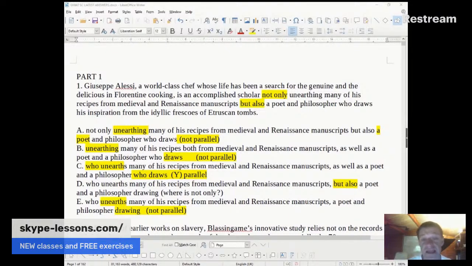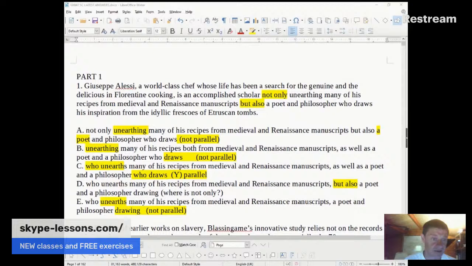So let's check and see if they are the same in A. In A, we've got not only unearthing, blah, blah, blah, but also a poet. And when I put it like that, you might even be able to immediately hear that this is definitely wrong. You can't say not only unearthing blah, blah, blah, but also a poet. And it should sound ugly. It is ugly because we've got not only unearthing, which is a participle or a gerund. It's certainly a verb form. I'm not going to go into the difference between participles and gerunds at the moment, but let's call it a participle for the moment, because it's describing Giuseppe Alessi.